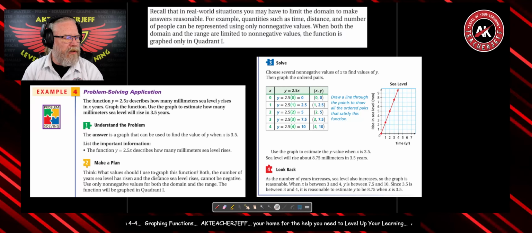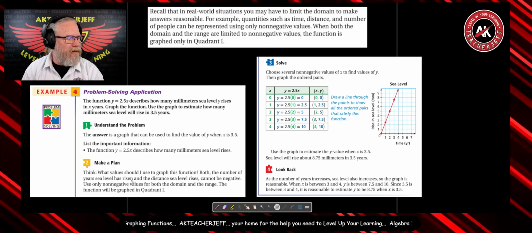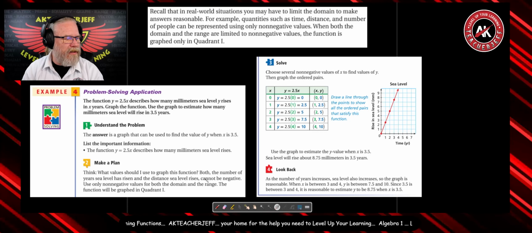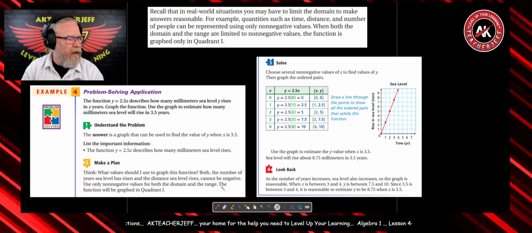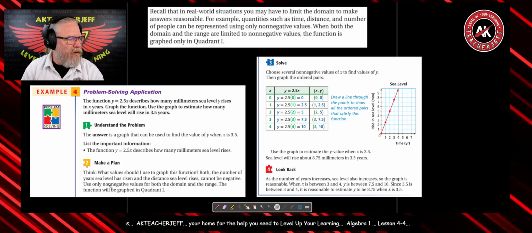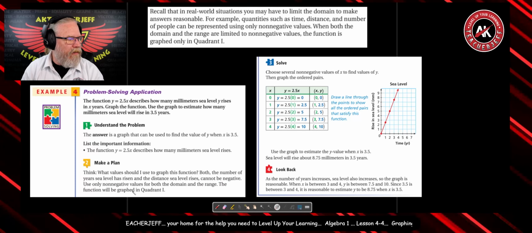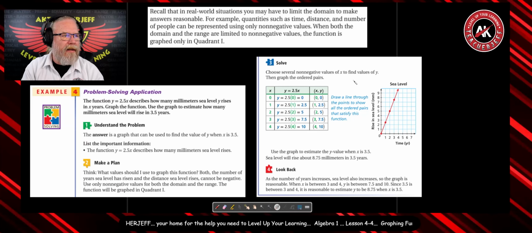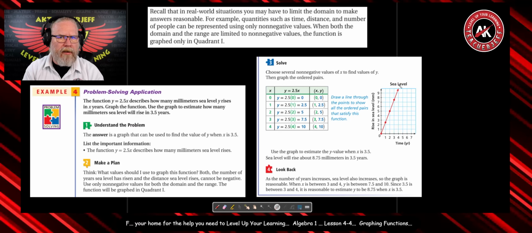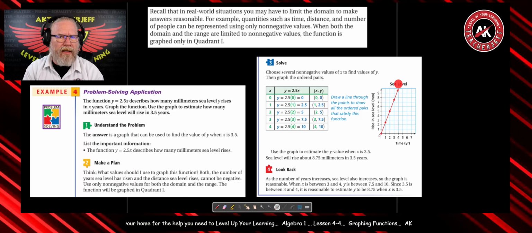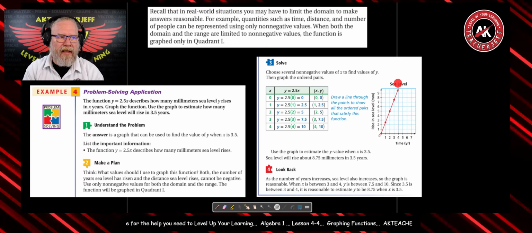Let's think. What values should I use to graph the function? Both the number of years sea level has risen and the distance sea level rises cannot be negative, so it's all going to be there in quadrant 1. Use only non-negative values for both domain and the range. The graph will be graphed in quadrant 1, as we said. Also, all graphs should have a title to them. So you should have a title above a graph to let you know what it's about if it's a real world situation. And this one here, we have a title, sea level.